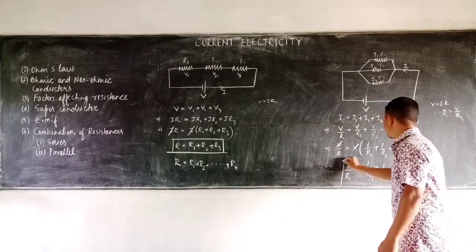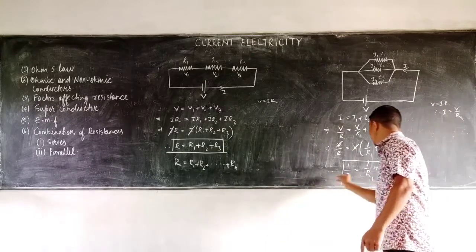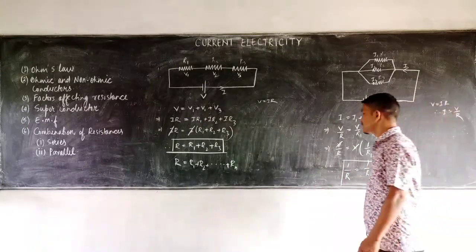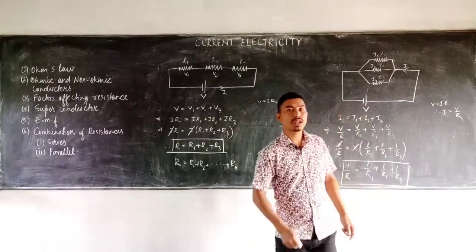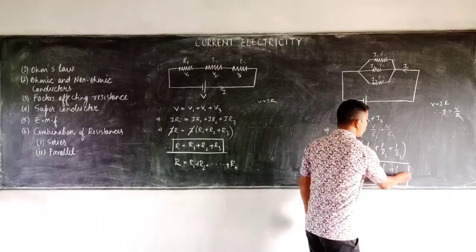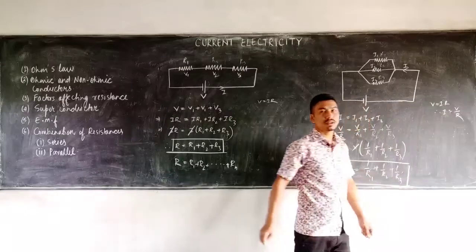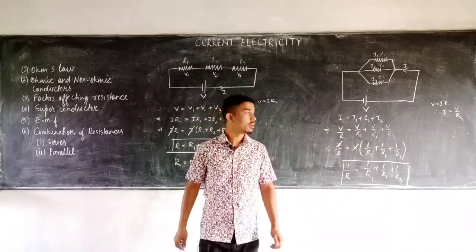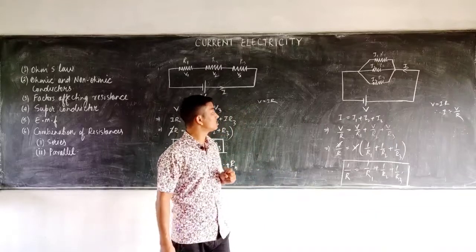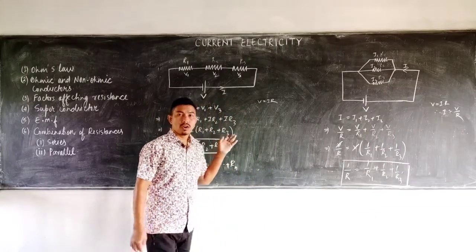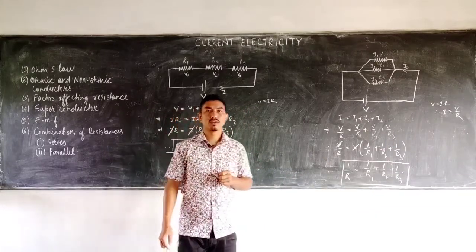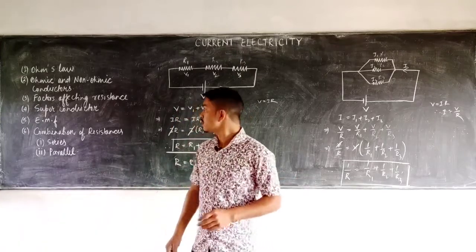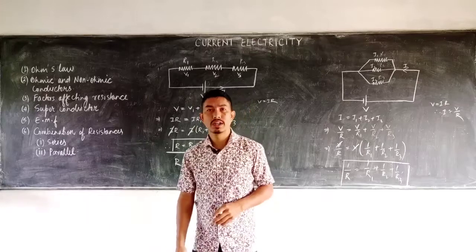Using this expression we can easily calculate the equivalent resistance of different resistances connected in parallel. Now, if there are n number of resistances, I can simply go on adding the inverse of the resistances up to n. This is how we get the equivalent resistance of different resistances when connected either in series or in parallel. This is the end of this video on current electricity.